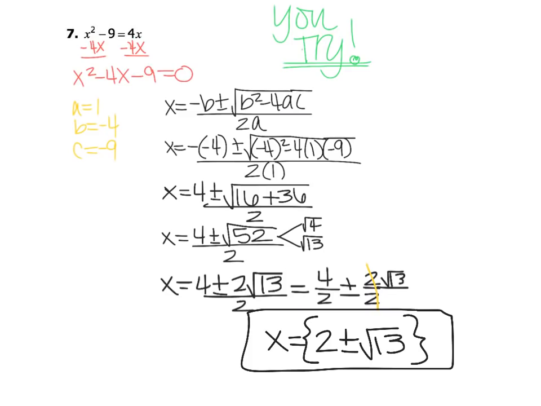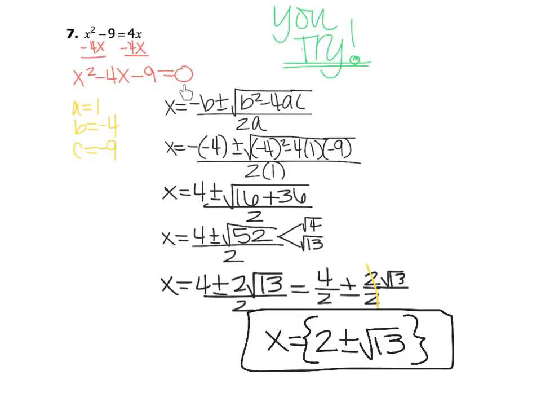All right, so you should have gotten that x equals 2 plus or minus the square root of 13. All right, if you didn't simplify it, it probably looked like this, but you have to simplify it, and I'll explain why and how we do that in a second. All right, so first thing you want to do is move the 4x to the other side. So we end up with this right here, and we identify that our a is 1, b is negative 4, and c is negative 9.